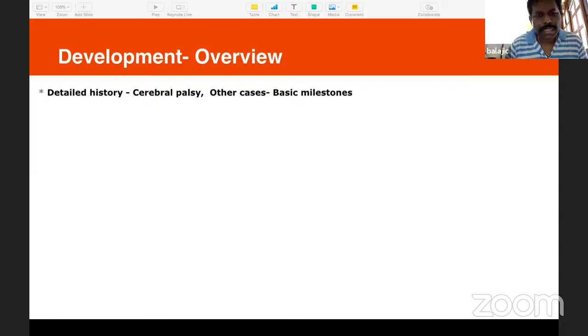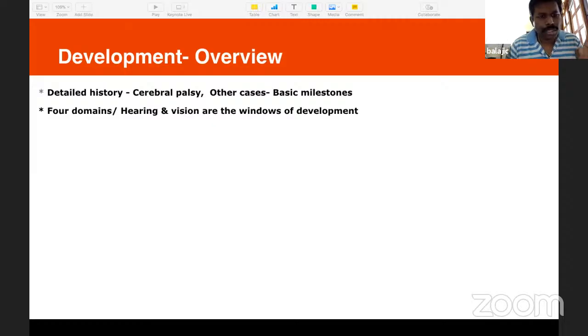Okay, in the other cases, at least basic milestones you have to elaborate. You need not be so elaborate as in cerebral palsy, but basic milestones you have to elaborate in any type of case scenario. And always it's safe to elaborate your history, especially in cerebral palsy, in a detailed, orderly manner. So you have to present it in an orderly manner. Do it in the 4 domains: gross motor, fine motor, social, and language milestones. And at the end, make sure that the hearing and vision are normal, because they are the windows of development. I always say, if hearing is poor, language is going to get poor.